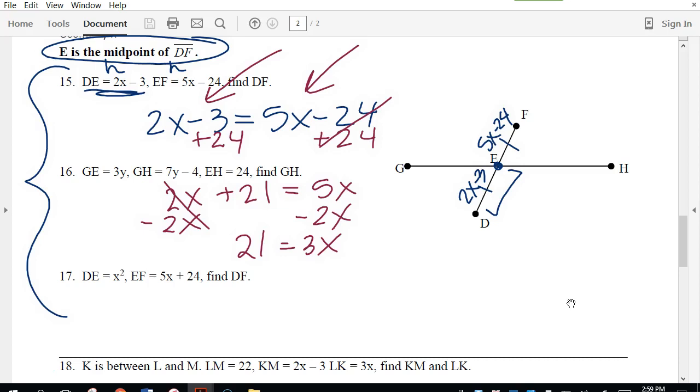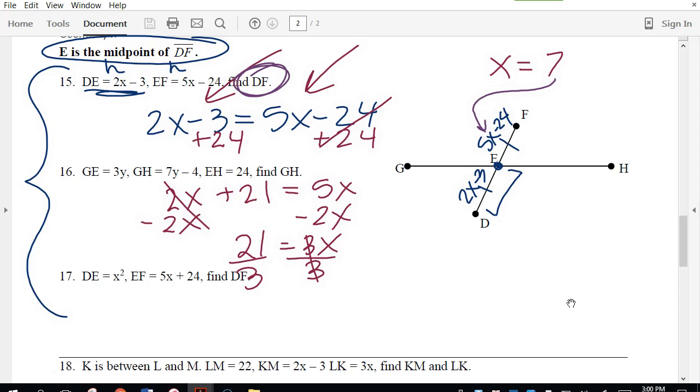3 is being multiplied by x. The opposite of multiplication is? Division. Divide by 3. X is? 7. Is that what they asked for? No. Good. Oh, I love it. They didn't ask for x, they asked for? DF. So plug it in. You may plug it in anywhere you feel like. Let's start right there.